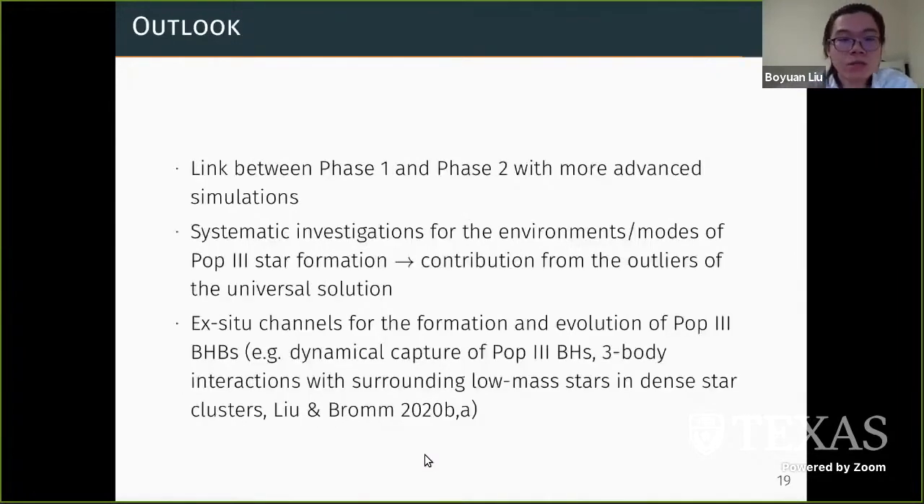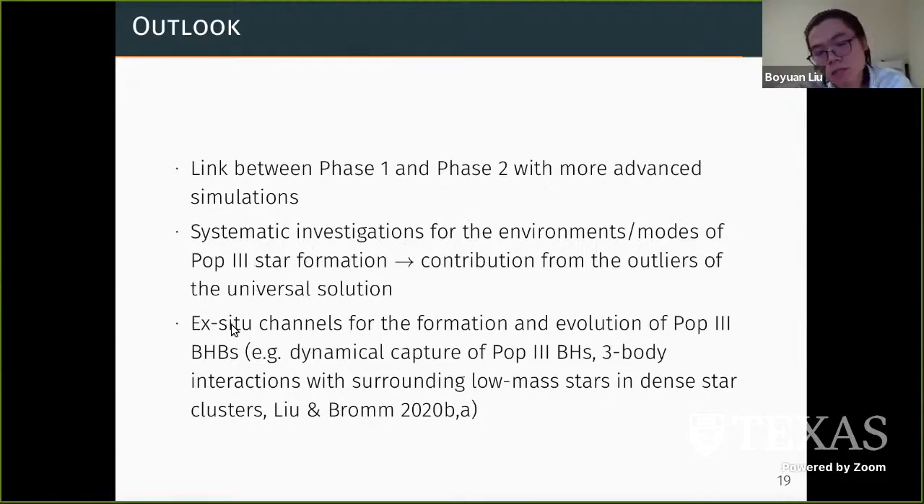At last, I would like to share my outlook for future studies. First, to go deeper, we need to establish the link between phase 1 and phase 2 with more advanced simulations. We need to run the simulations longer with higher resolution. And to go broader, we need systematic investigations of the environments of POP3 star formation, such that we can evaluate how the outliers of the universal solution contribute to the overall properties of POP3 binaries.